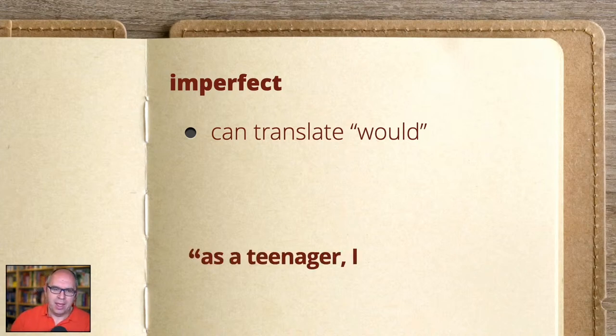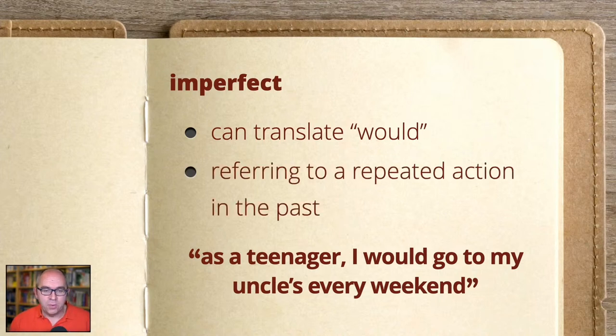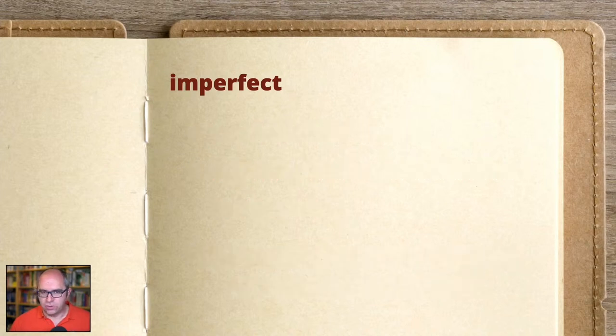However, if we look at a sentence like this, as a teenager, I would go to my uncle's every weekend. There, that would really can be replaced with used to. So when would is referring to the past, and you can replace would with used to, then you use the imperfect tense. And when we're talking about a repeated action in the past. Okay, so far so good.